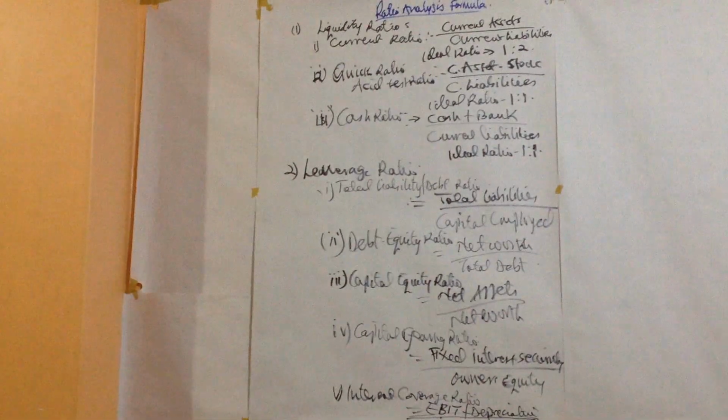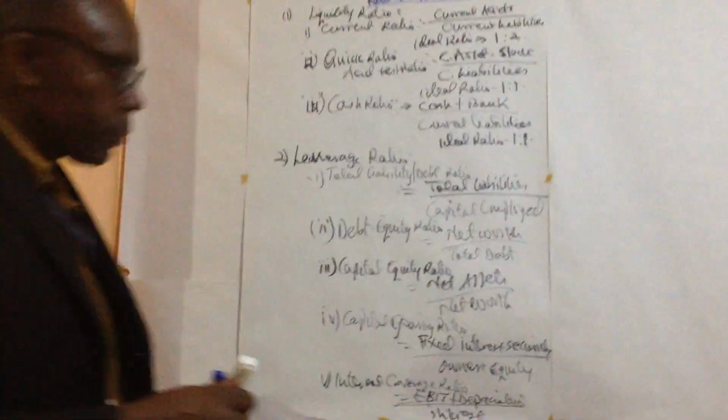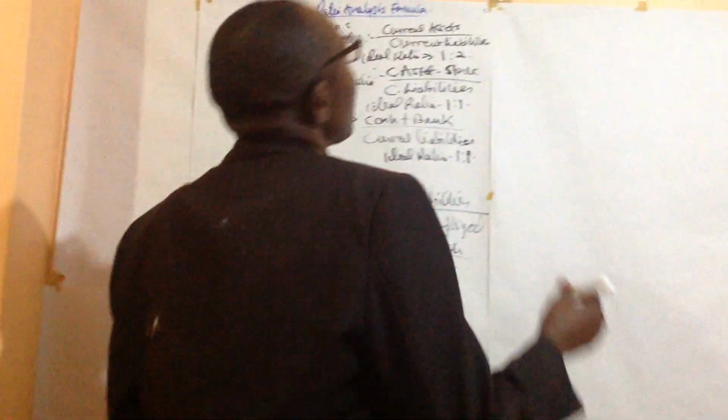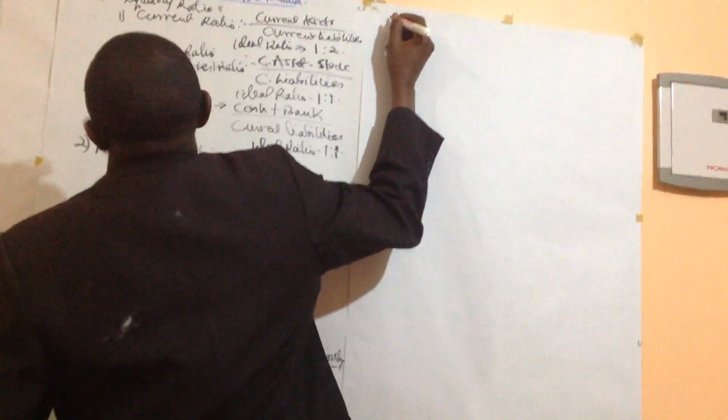Now I'm going to the activity ratios. This should be number 3.